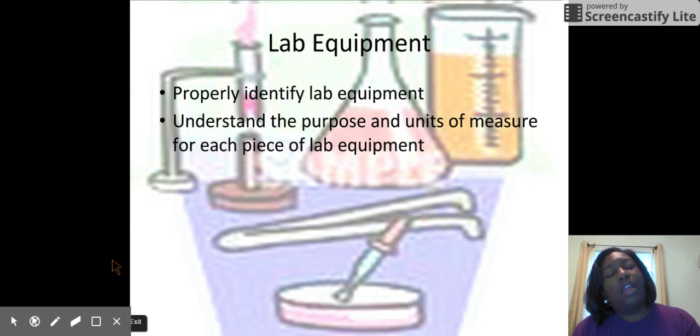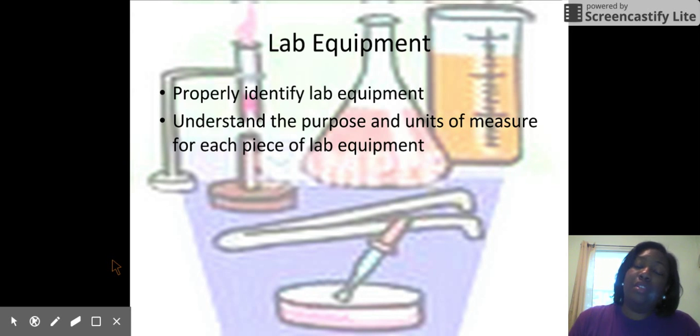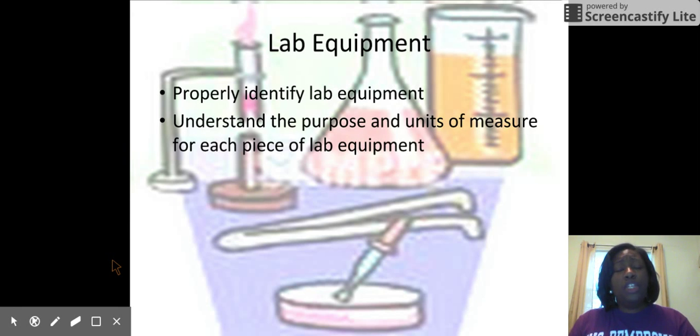We're going to be talking about lab equipment today. You're going to be able to properly identify pieces of lab equipment that we may or may not use this year, but more than likely you'll be using next year or in the years to come at high school. You're also going to be able to understand the purpose and the units of measurement for each piece of lab equipment.